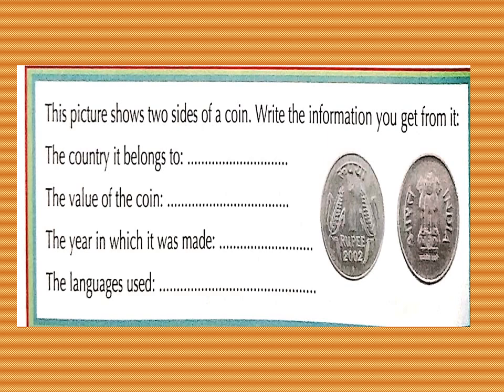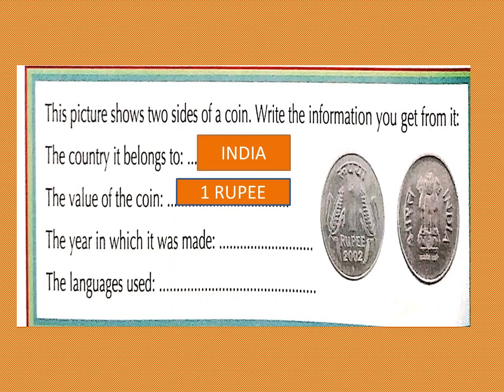What is the first one? The country it belongs to. So you will have to write down the names of the countries to which these coins belong. So the first fill in the blank, what will you write there? You will write India. The second one, the value of the coin, it is a 1 rupee coin. We can see that. So you will just write down 1 rupee.